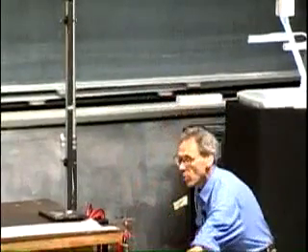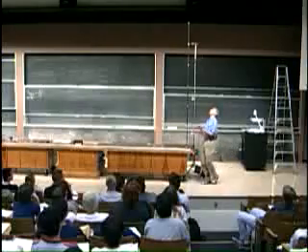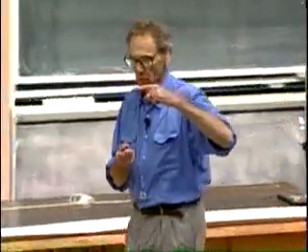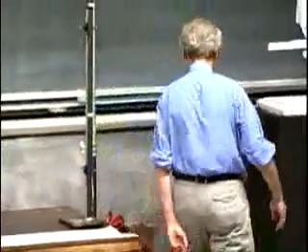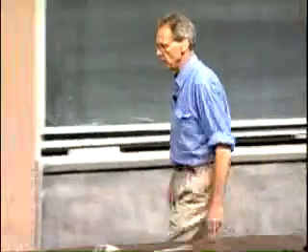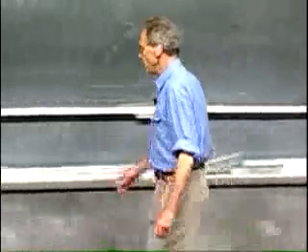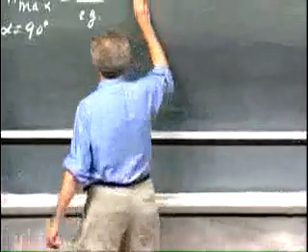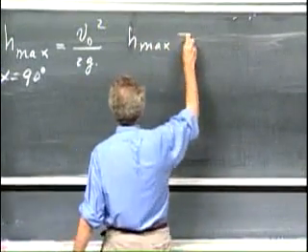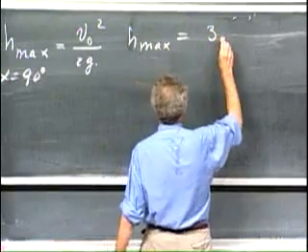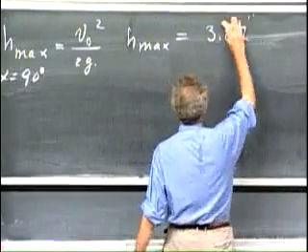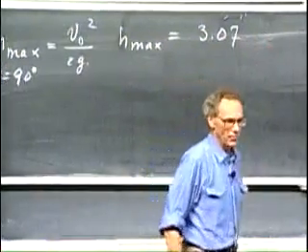3, 2, 1, 0. Lower. Higher. So it was 10 centimeters, 5 centimeters higher, so we'll take 7. So we will make 7, and we'll have to allow for an uncertainty. So H max is about 3.07. I have done this morning 20 times.